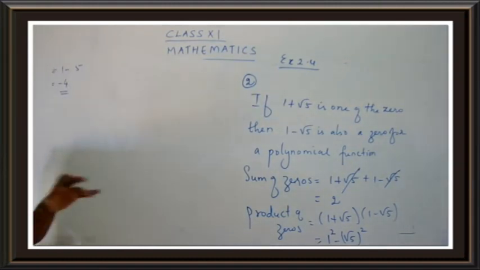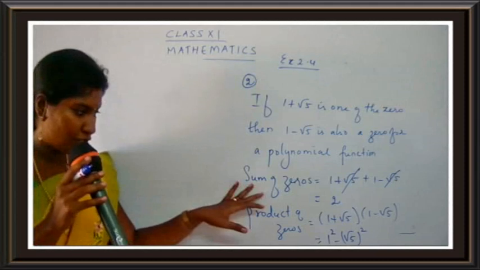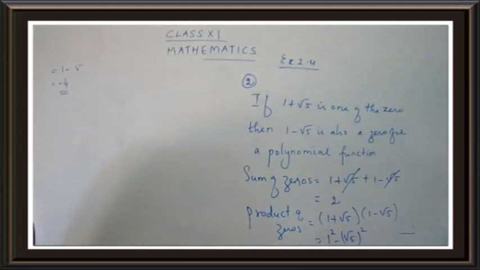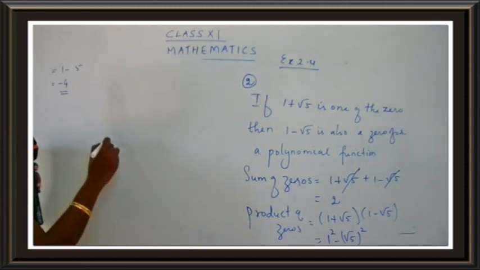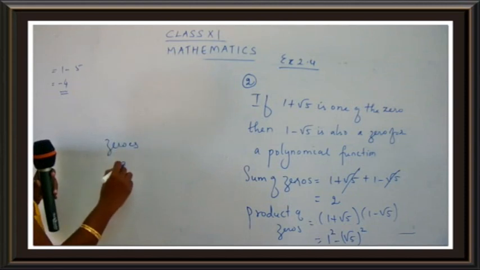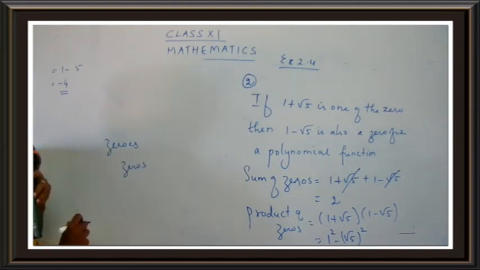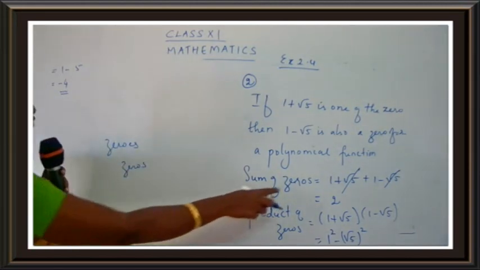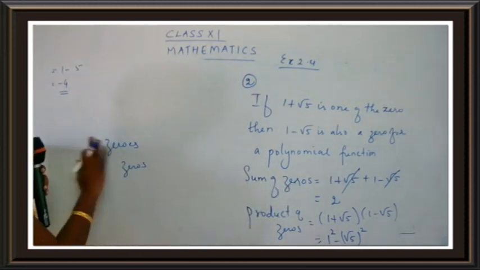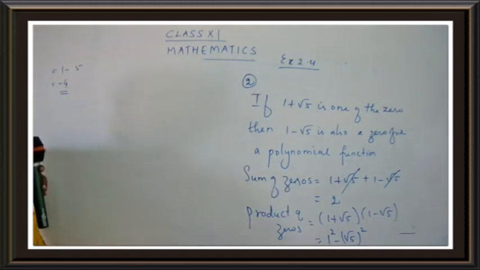I have found the value for the sum of zeros and the value for the product of zeros. Children, just see here, in the book they have given you two ways of writing zeros: one is ZEROES and one is ZEROAS. I am just using the zeros as ZEROS. Sum of zeros and product of zeros.